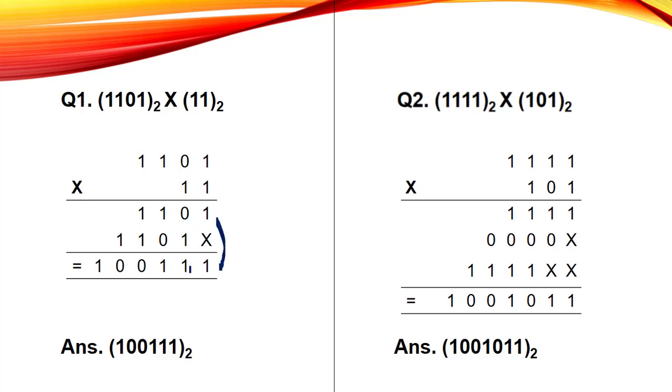Next we have 0 plus 1, the result will be 1. Next we have 1 plus 0, the result will be 1. Next we have 1 plus 1. It will give you a result as 0 and a carry of 1. Now you have to add this carry with this particular 1. So it will give you a result of 0 and a carry of 1 will be generated.